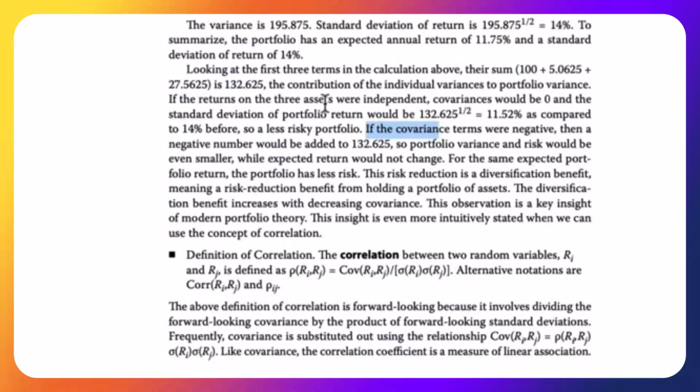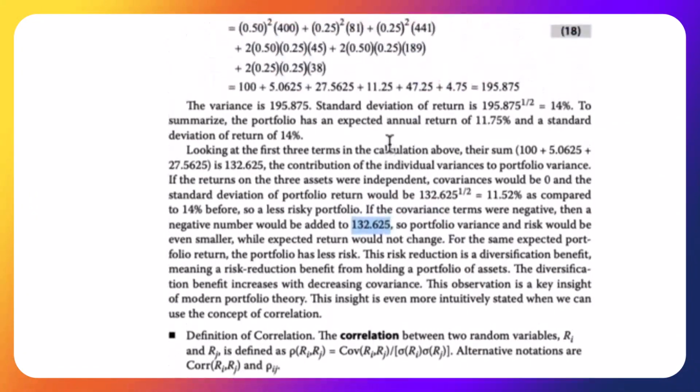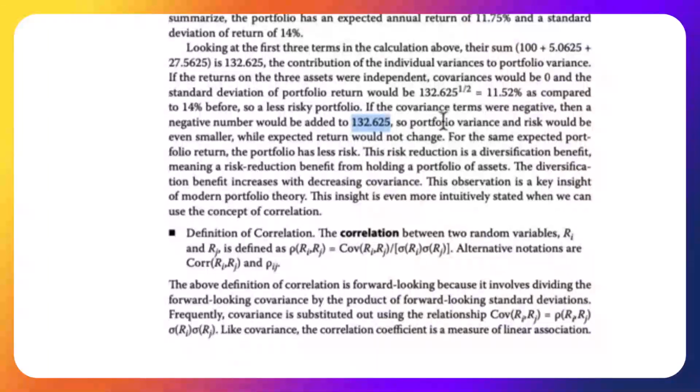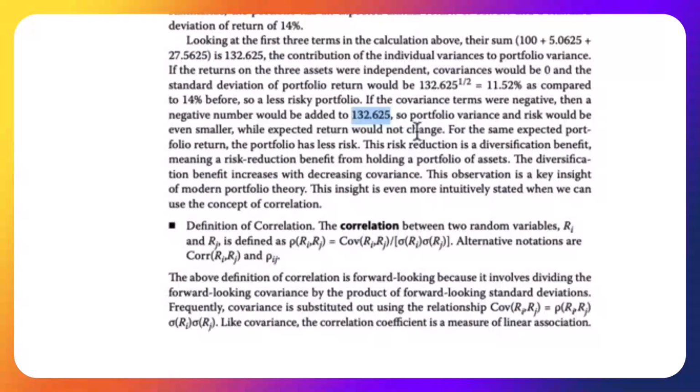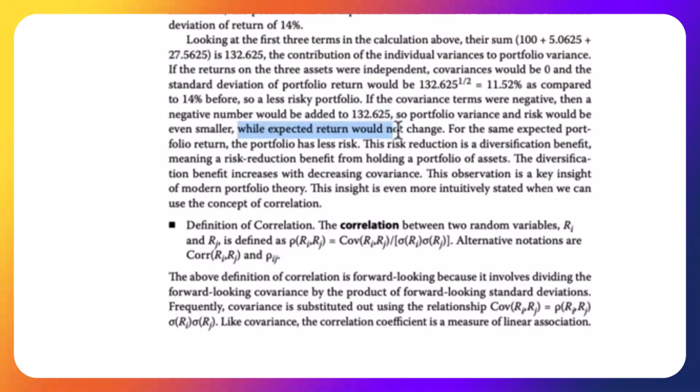If the covariance terms were negative, then a negative number would be added to 132,625. This 132,625 being the sum of just the variances in the example that's given. So portfolio variance and risk would be even smaller while expected return would not change. Okay, I'm going to revisit that in a second. For the same expected portfolio return, the portfolio has less risk.